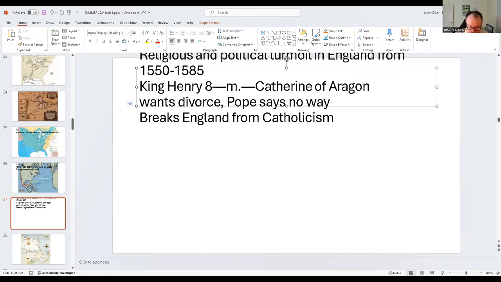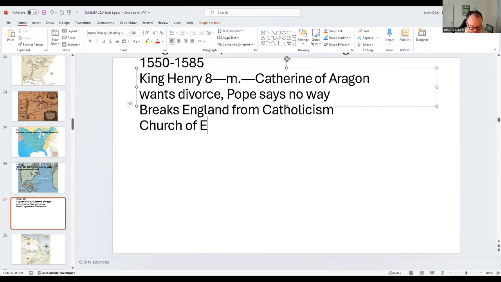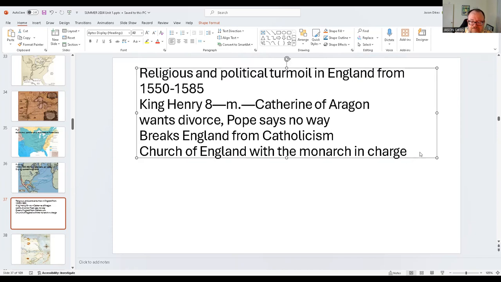Henry breaks England away from Catholicism and founds the Church of England with the monarch in charge. That seems perfectly reasonable if you can't get a divorce: simply pull your country away from its religion and found a new religion, putting yourself at the very top. Henry is going to go through 5 more wives, okay? Anne Boleyn and some other people.